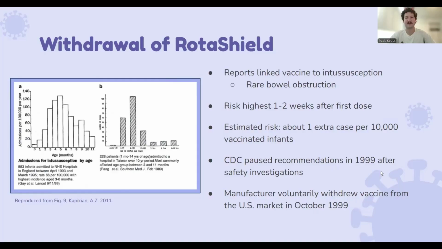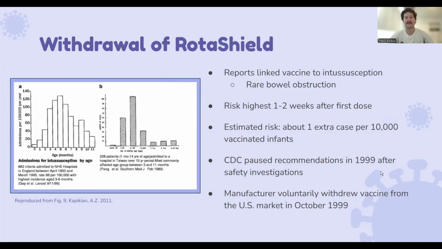The risk appeared to be highest within 1 to 2 weeks after the first vaccine dose. Studies estimated that there is approximately one case of intussusception for every 10,000 vaccinated infants. Because of the safety concern, the CDC suspended its recommendation for Rotashield in 1999 while investigations were conducted. Later that year, the manufacturer voluntarily withdrew the vaccine from the US market.